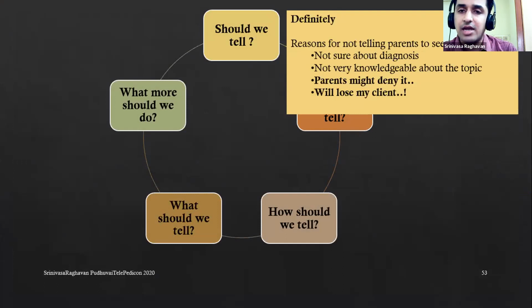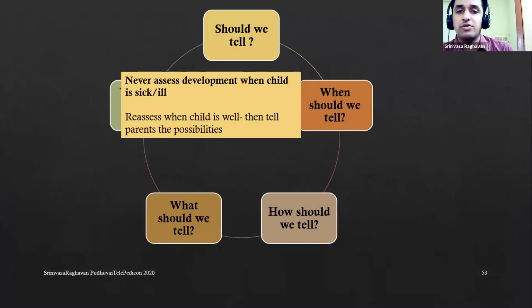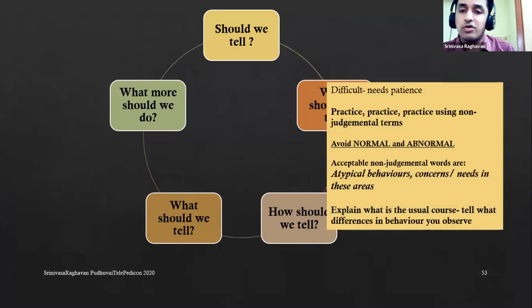The reason for not telling parents, that I will lose my client, should never be a justification for not telling. Why do parents often disagree with us? Because we often use judgmental terms. So another key message I want to tell you through today's talk is to avoid using the terms normal and abnormal. Please practice using non-judgmental terms like atypical behaviors.